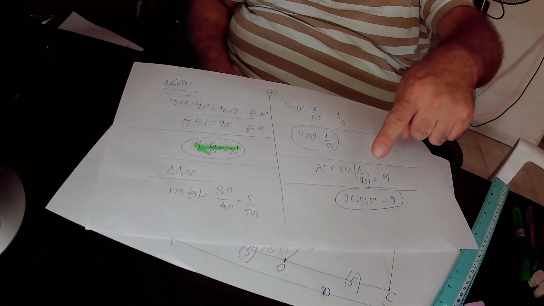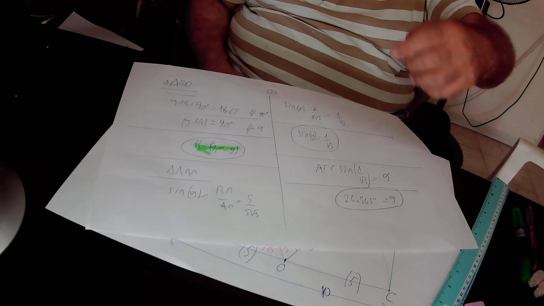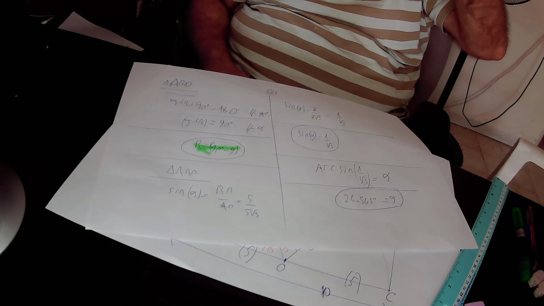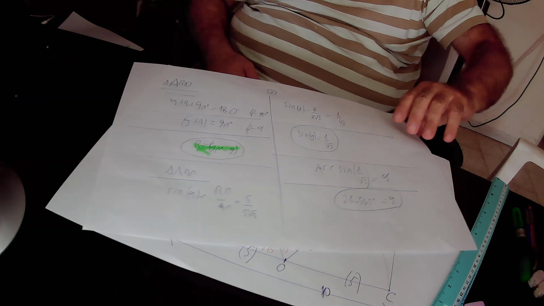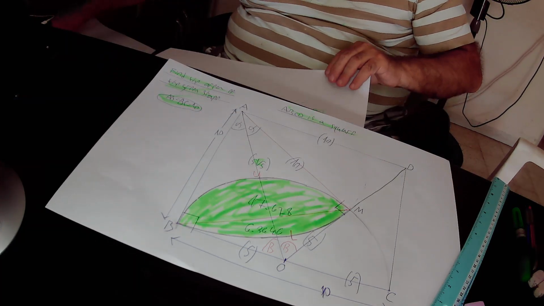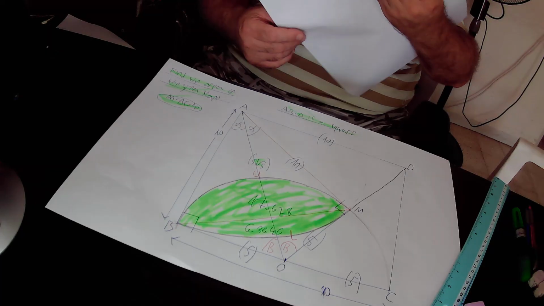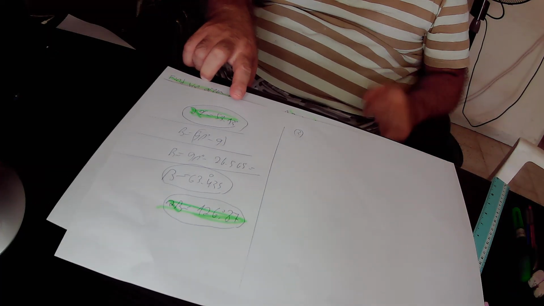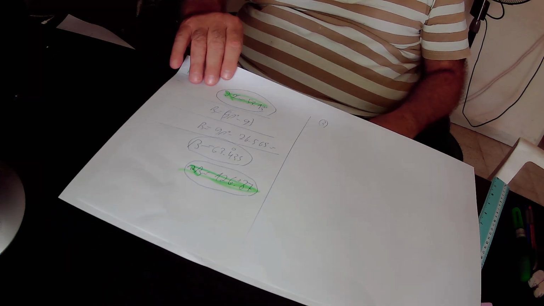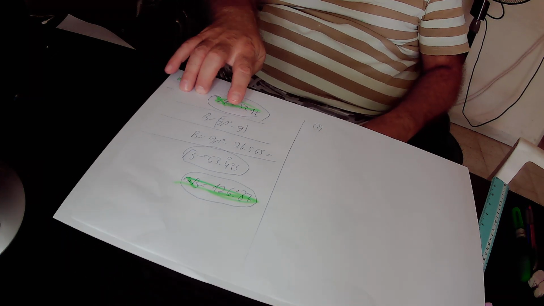If alpha equals 26.565, it means that 2 alpha must be equal to 2 times 26.565. This is actually 53.13 degrees.